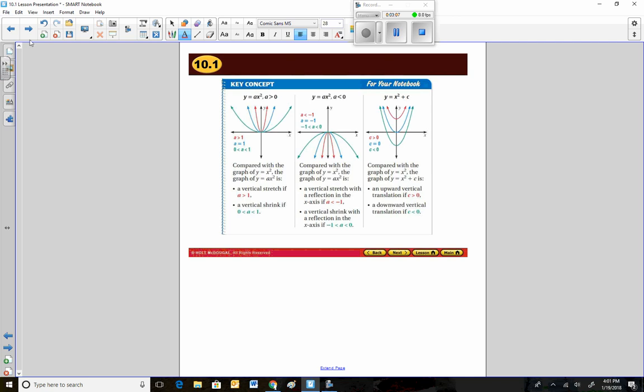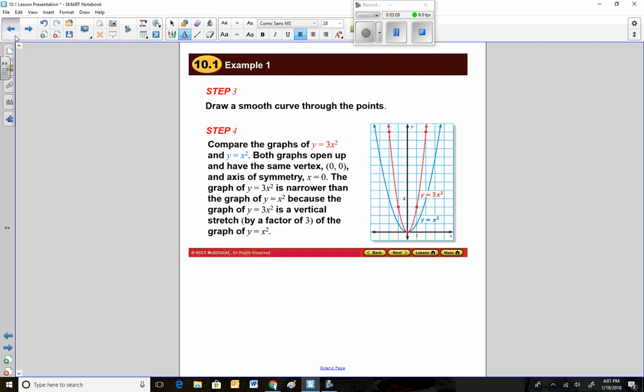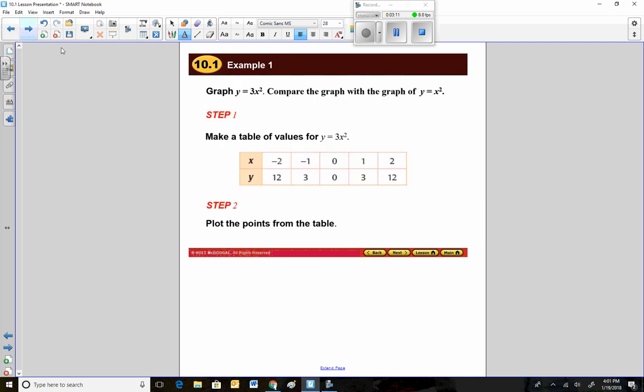Let's take a look at what this looks like. All right, y equals 3x squared. I would expect this graph to be more narrow, in other words, stretching. It will get closer to the y-axis, the parabola. And in order to graph it, I just simply write y equals 3x squared, and I start plugging in different x values. Usually we try to do a 0, 1, 2, and then negative 1, negative 2 going to the other side of it. And when you plug those in, you get these y values.